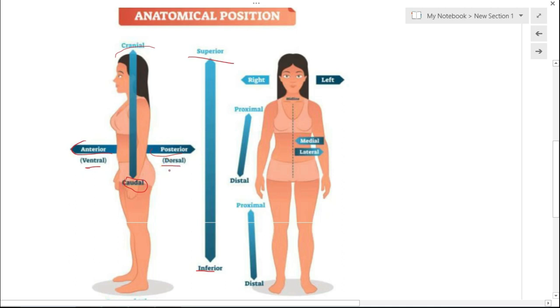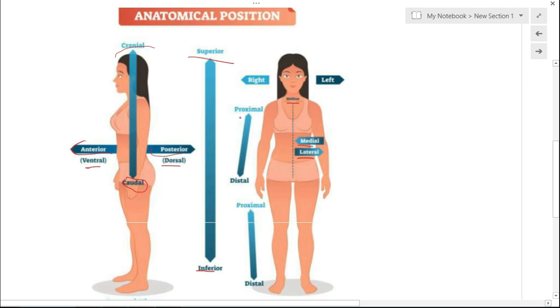This is the posterior or dorsal region. We studied in this body cavity, dorsal cavity and ventral cavity. There are two types of main cavity, that is ventral cavity and dorsal cavity. And here is an imaginary line, the midline. Near to the midline it is called medial, and away from the midline it is called lateral.